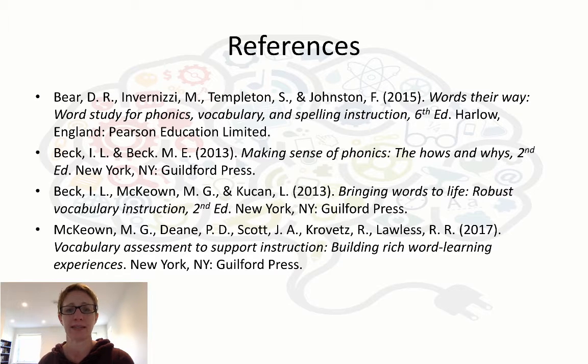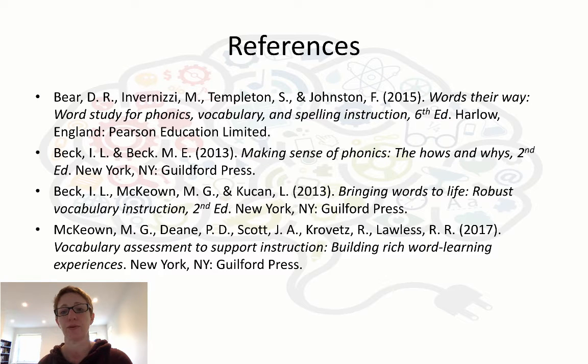Beck and Beck, Making Sense of Phonics, really is more of an EYFS Key Stage 1, or I would say the primary grades in the US. This is helping us to think about the ways that we teach children to learn those individual units of sound, those phonemes, and then taking us through decoding words by chunking, segmenting, blending, and some appropriate strategies for doing so.